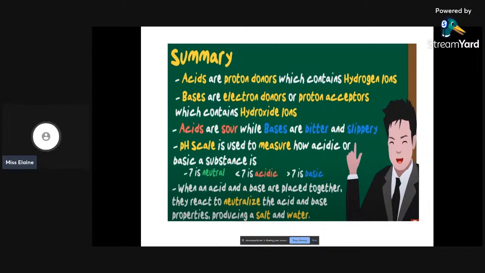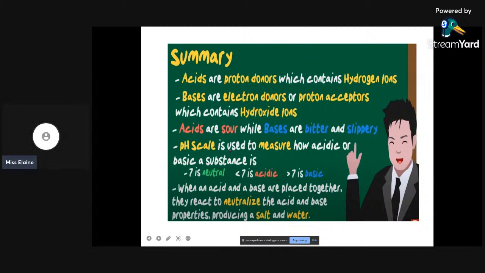Now, let's summarize this topic. So, when we say acids, they are proton donors which contain hydrogen ions. So, remember ha, pag acid, hydrogen. Well, bases are electron donors and proton acceptors. Okay ha, acid, proton donors. Nagdo-donate siya. Electron naman sa bases. Okay? But when it comes sa proton, nag-accept siya. Acceptor siya na nagko-contain ng hydroxide ion or OH, while acid is hydrogen or H. So, acid is sour, bases, bitter or slippery.